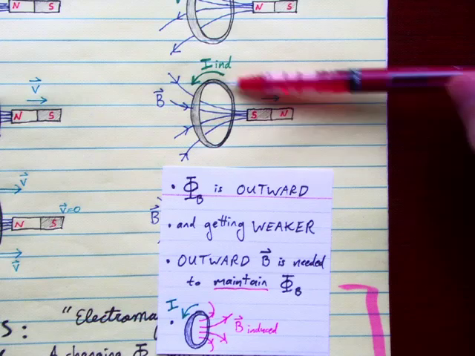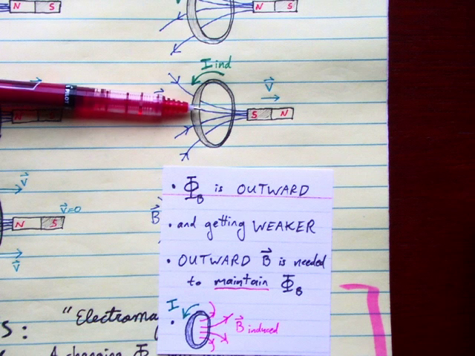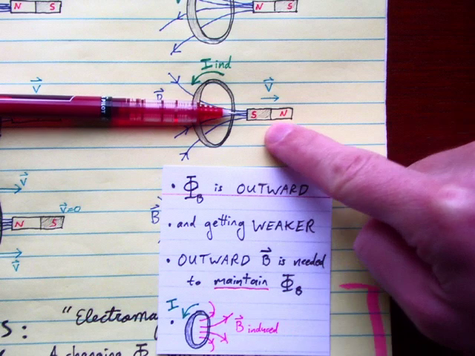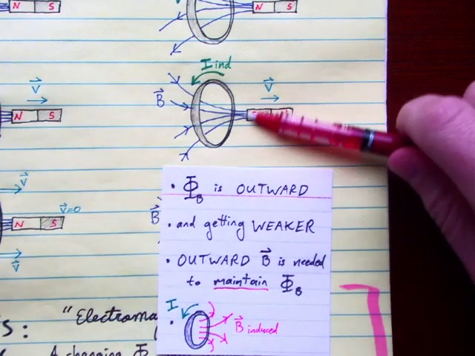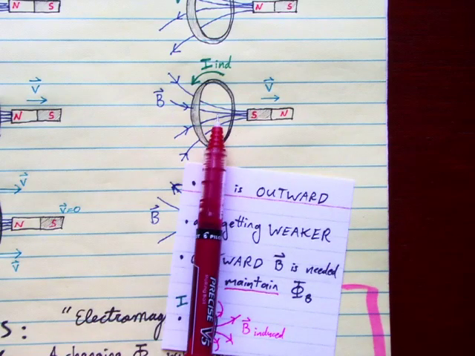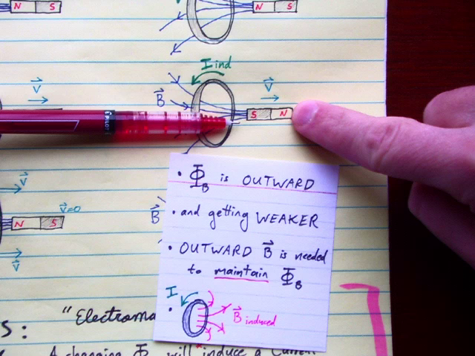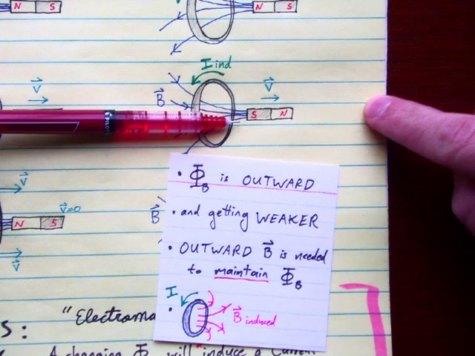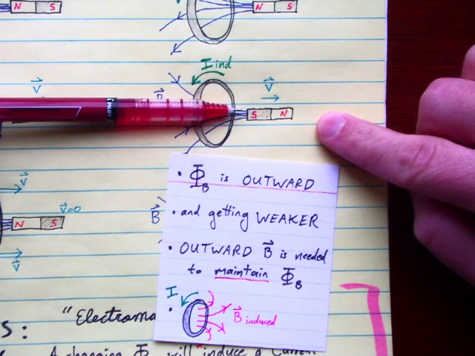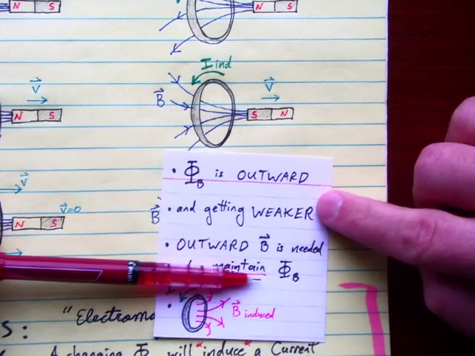Here, where the south pole is pointing towards our loop instead. In this case, the magnetic flux is pointing outwards towards that south pole, so you've got an outward flux, but if that magnet is moving away, then the strong field here is moving away, and the weak field here is moving into the plane of the loop. So we have an outward flux that's getting weaker as the magnet gets further away. Therefore, we need to add more outward flux to maintain the flux at what it was. It's getting weaker, so we have to replace it. We need more outward B to maintain the flux.